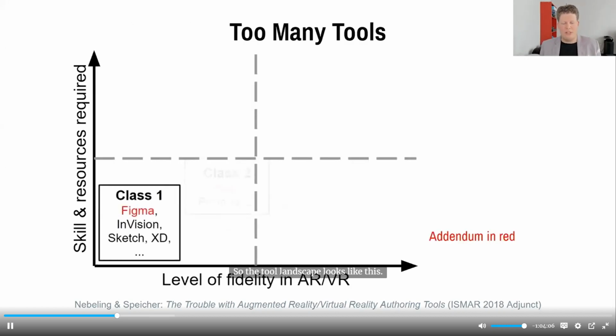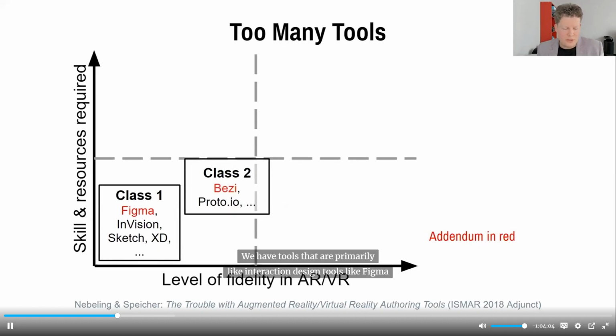So the tool landscape looks like this. We have tools that are primarily interaction design tools like Figma and Vision Sketch, and these are now gearing up with support for AR and VR, but primarily on the storyboarding level. We have a bit more sophisticated 3D authoring tools. Bezier, formerly Basil, is one of the new ones that I've experimented with in my class.